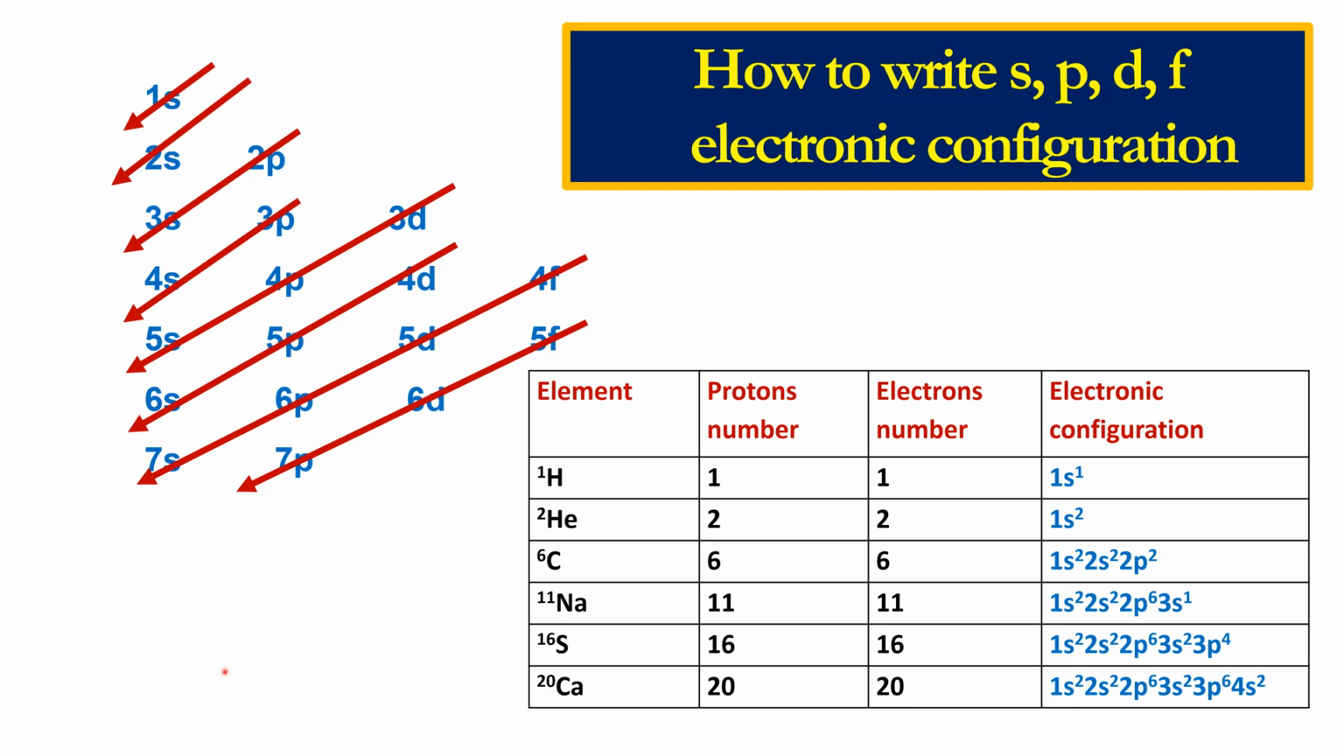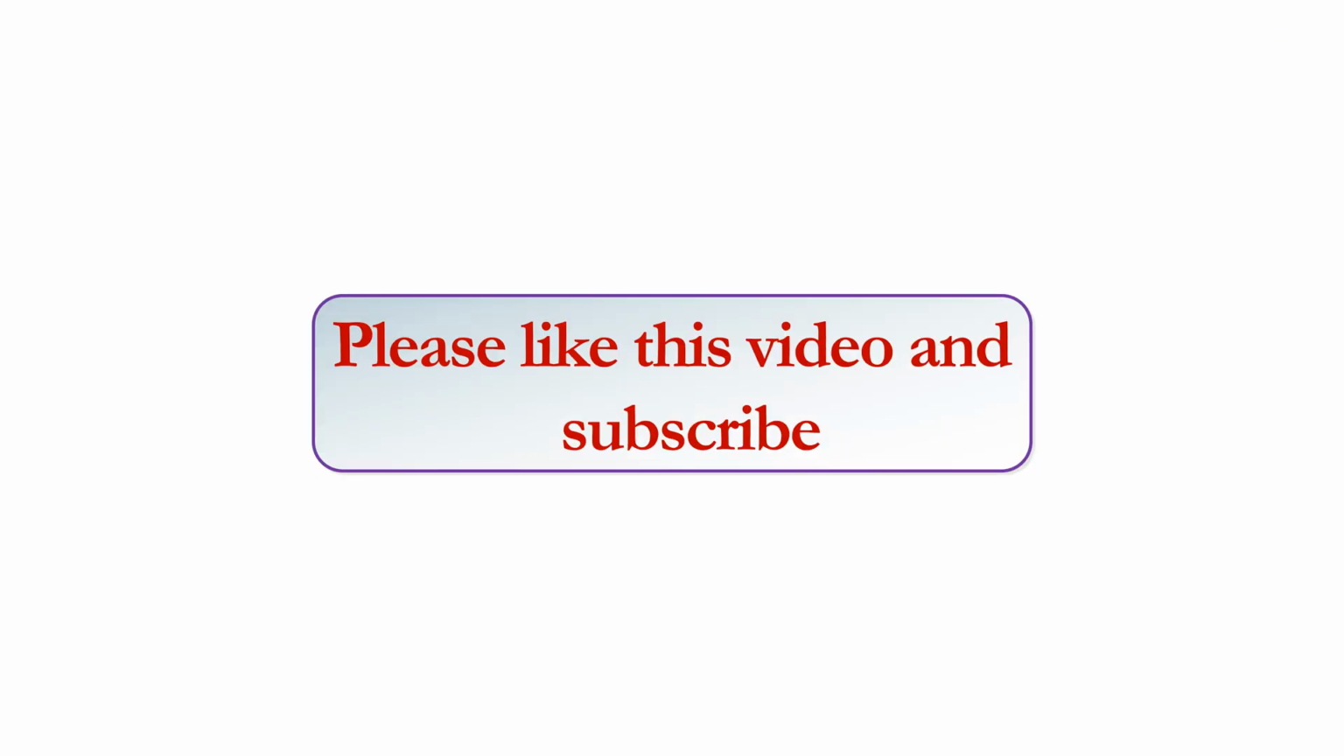So for you to write the SPDF electronic configuration of any element, you simply need to follow these arrows, and you need to know that S contains a maximum of 2 electrons, P contains a maximum of 6 electrons, and D contains a maximum of 10 electrons.